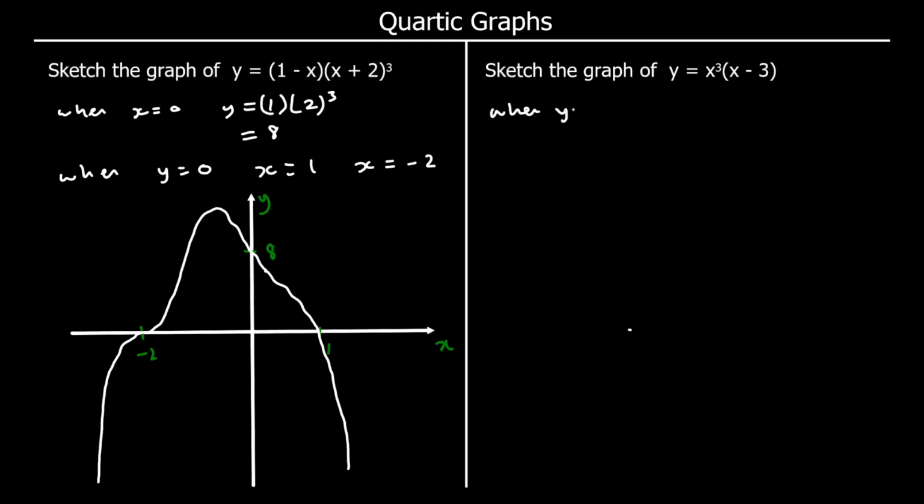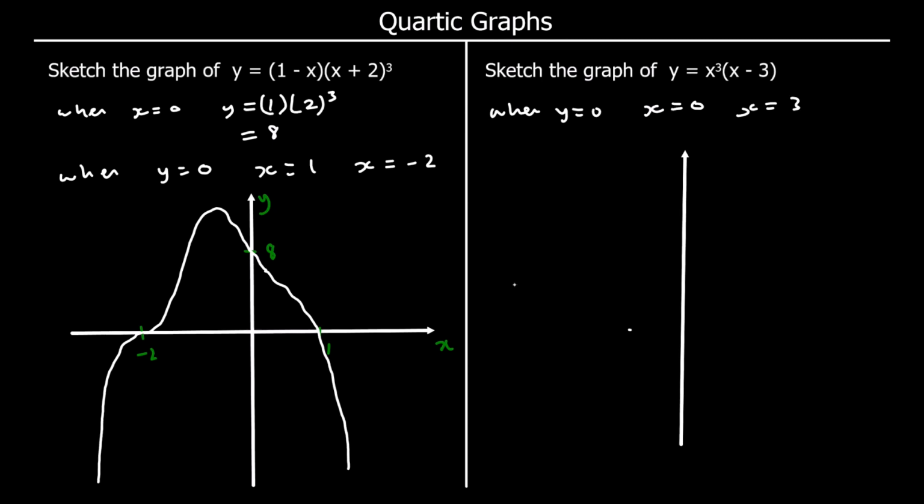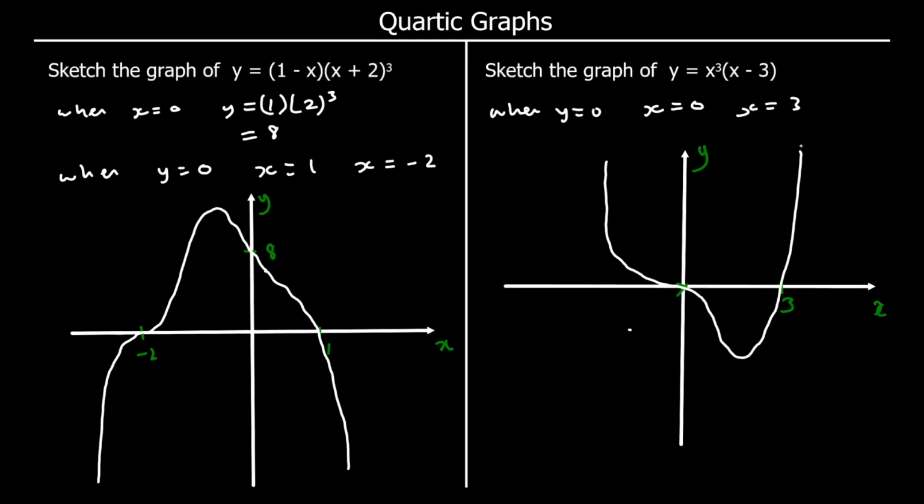So when y equals 0, we can have x is 0 or x is 3. But it's going through 0, 0. So when x is 0, y is 0 as well. It's a positive shape. So we're starting in the top left, ending in the top right. And we've got a repeated root at 0. And it's going to go flat and then keep going in the same direction. So we have coming down, going flat, keep going in the same direction, but then go back through 3.